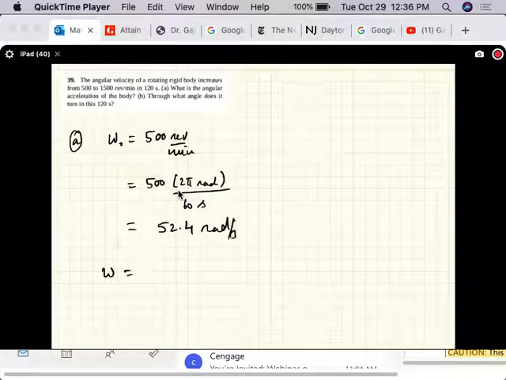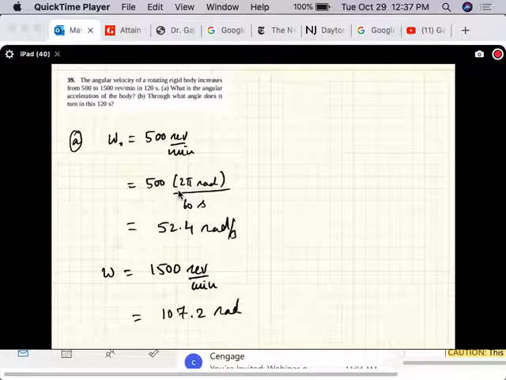The final angular velocity is 1500 revolutions per minute, and you can see that it's just 3 times that. So in radians it'll be 3 times that, so that's 157.2 radians per second.